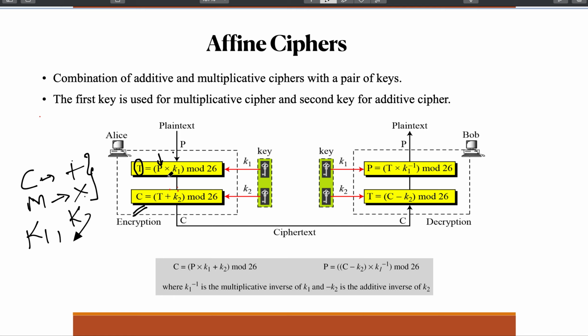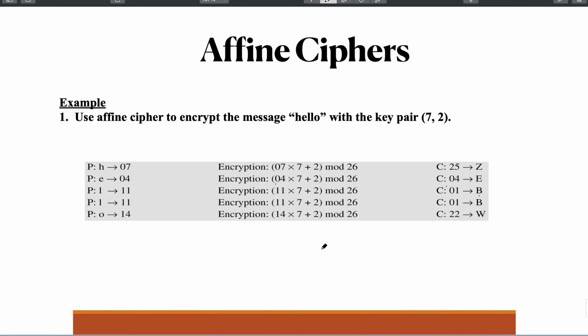When you do the decryption, it is the reverse. First you subtract K2, the second key, from the cipher, and from that text you apply the multiplicative inverse mod 26 to get back the plain text. So it is the same process of the Caesar cipher and the multiplicative cipher, both combined together to get the affine cipher.